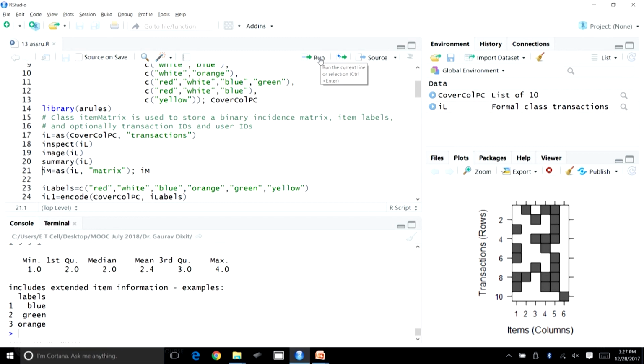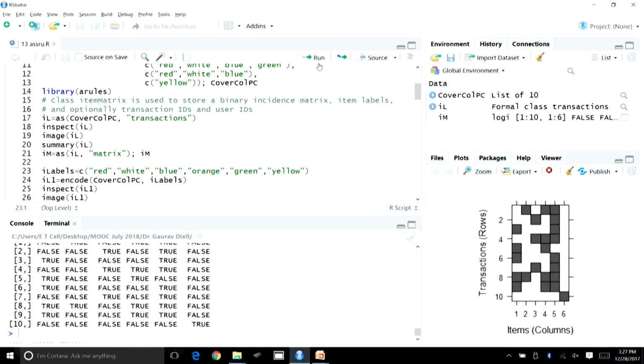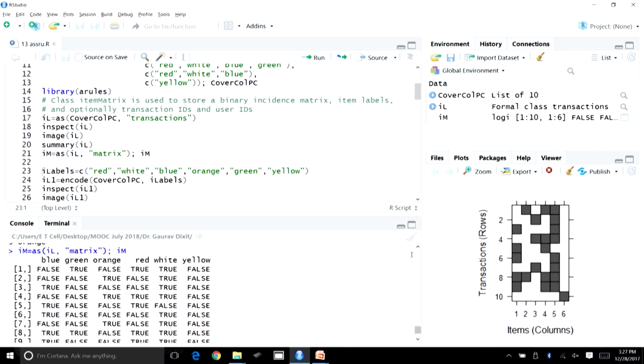Now once we have this transaction format with us, we can create a matrix format. So you can see the as function is being used, and now the format is matrix. As you can see in the second argument, matrix is being passed over here. So let us run this, and we will get the matrix format. Now let us look at the output. As you can see, the column names are being represented by the colors, different colors for the mobile covers. You can see blue, green, orange, red, white, yellow.